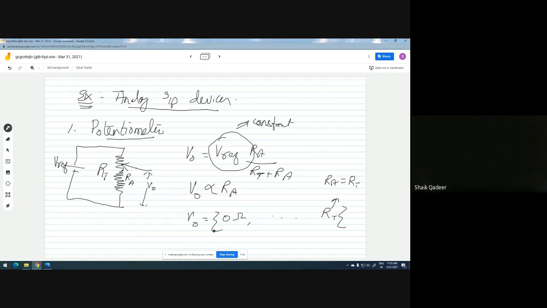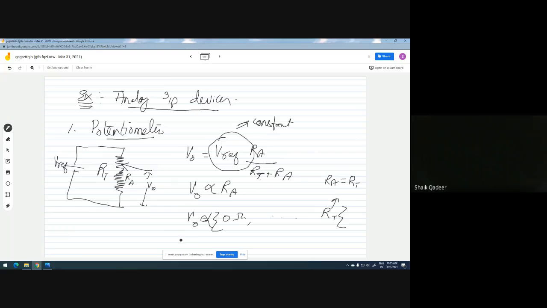Otherwise, just remember that the output voltage contains many data sets. Writing the proportionality sign is very important. The output voltage contains many data sets. That's why it is falling in the category of analog input devices. Chaliye bataiye, samajh mein aaya nahi aaya? Yes.